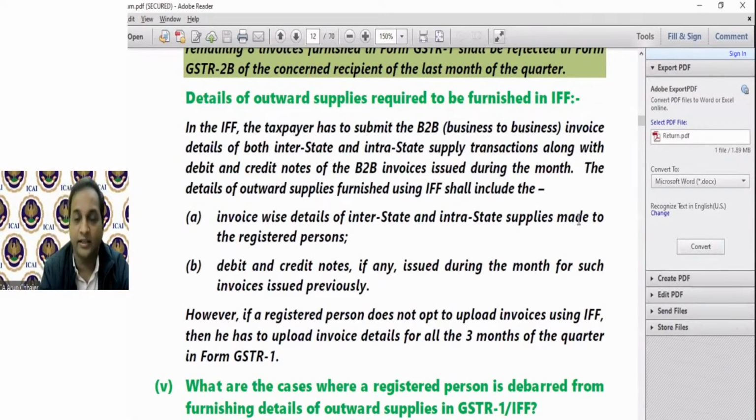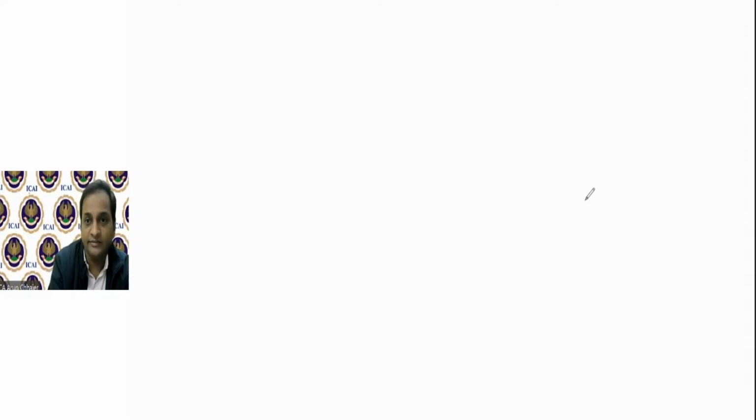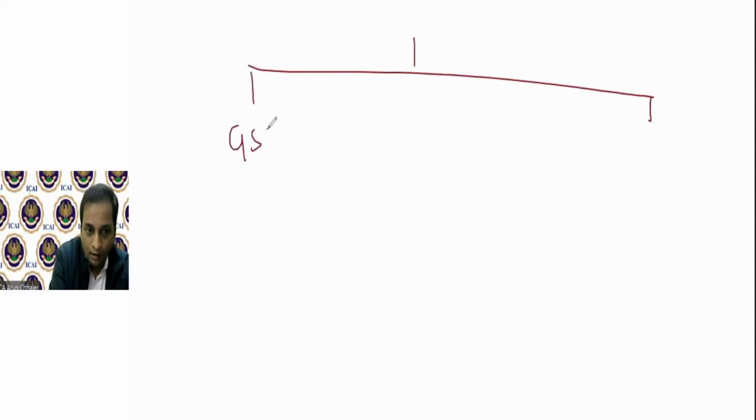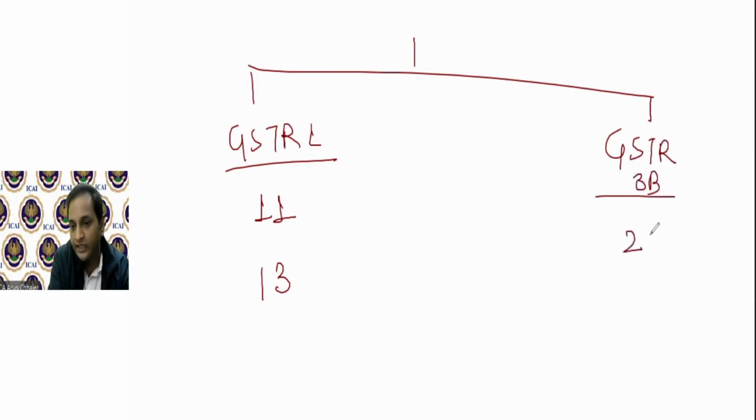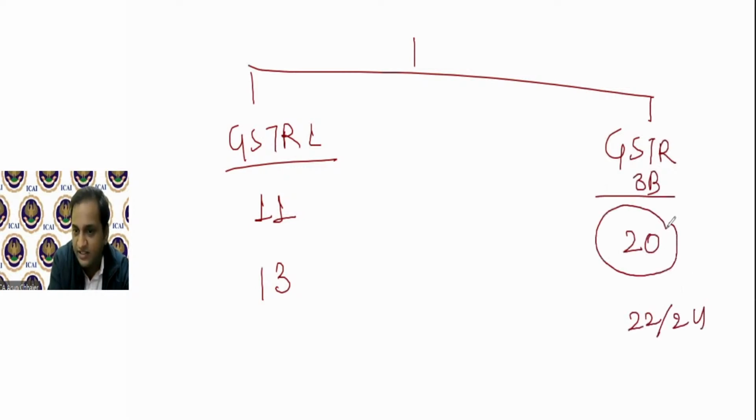The due date of GSTR1 is 11th in case of monthly and 13th in case of quarterly. The due date of the GSTR3B, the monthly 20, quarterly 22 or 24. So whatever I have discussed about 20, that was for the GSTR3B, not for the GSTR1.